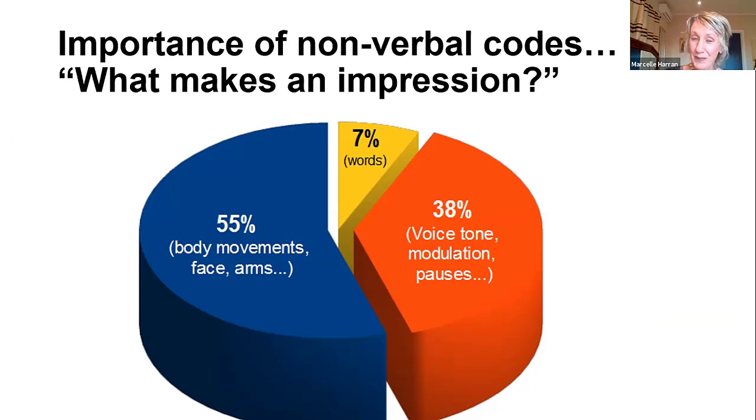But what they will remember is that 55% is your body language. How did you sit? Where were your arms? What was your face doing? What is the expression on your face? How did you move? How did you sit? What was your posture? Did you lean in? Did you yawn? All those things. And 38% is your voice. What was the tone of your voice, your modulation, your pauses?